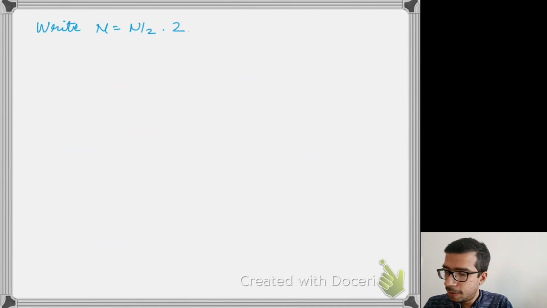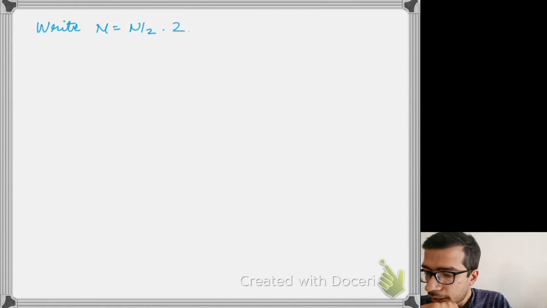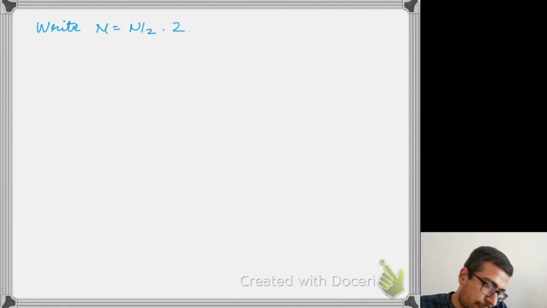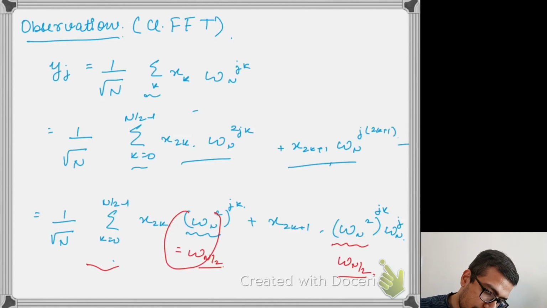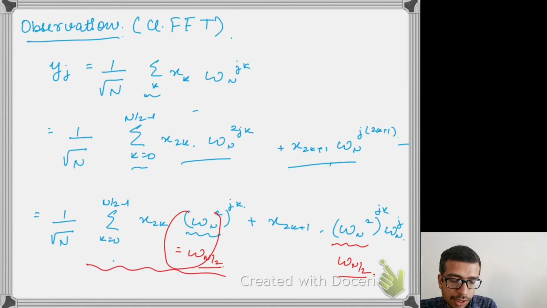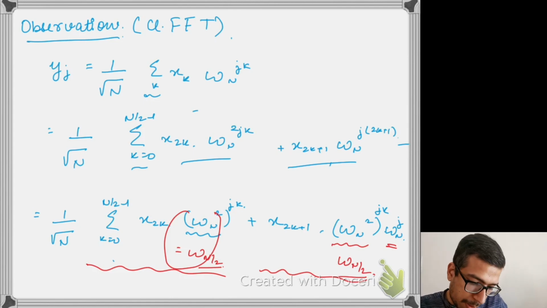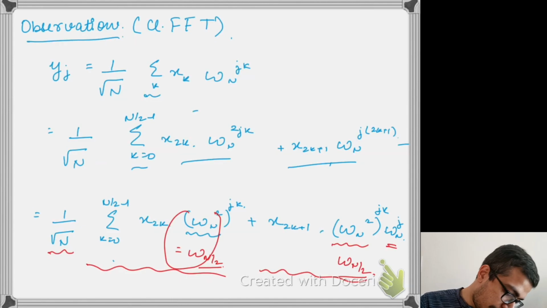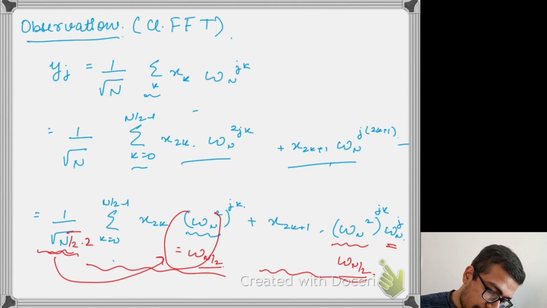And now what I have here is that this summation is the Fourier transform of the even terms, right? And this is the Fourier transform of the odd terms times omega_n to the power j. But in order to get to that, I'll also have to change this 1 over root n to 1 over root n by 2. That's why we are going to write n as n by 2 times 2, right? And this 1 over root n by 2, I'm going to let go inside.